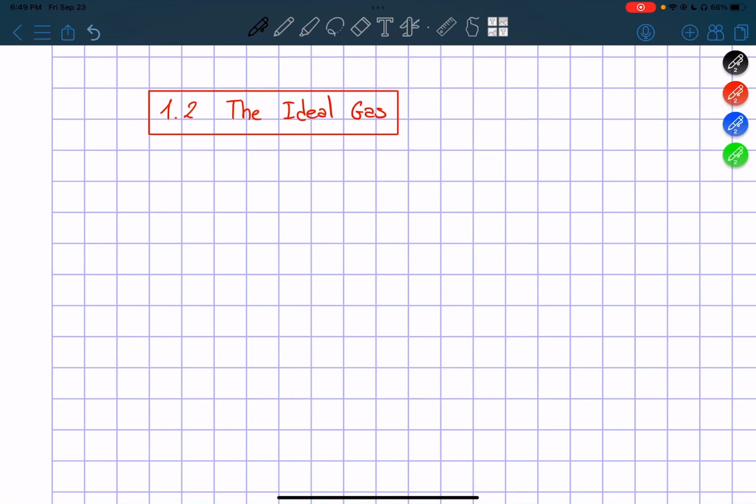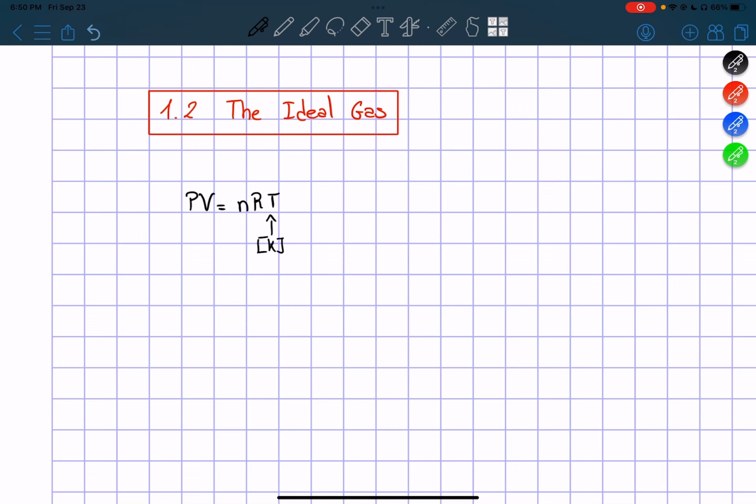So let's start talking about the ideal gas. Now, of course, whenever somebody mentions the ideal gas, the first thing that comes to mind is the famous formula PV equals nRT, where P is the pressure, V is the volume, n is the number of moles, T is the temperature, and R is a constant. One thing to remember is that this T is in kelvins. It's not in Celsius, it's not in Fahrenheit, it's in Kelvin. So you have to remember that.